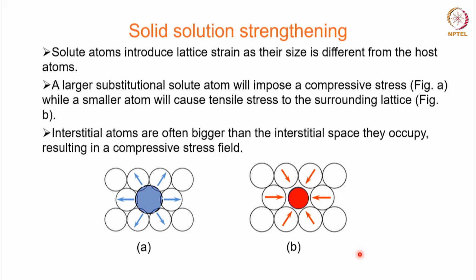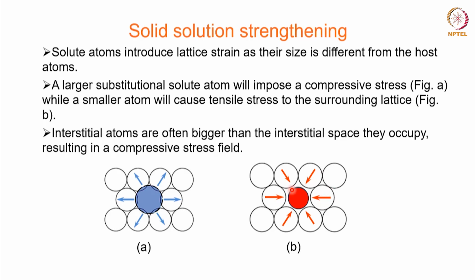A larger substitutional solute atom, for example, will impose a compressive stress as is shown in figure A. So, if a host atom is replaced by a larger solute atom, then you can see that it will displace the atoms around it, and that will create a compressive stress on the surrounding lattice as shown by these arrows. Okay. On the other hand, when you have a smaller substitutional atom, that will cause a tensile stress, as you can see from figure B over here.